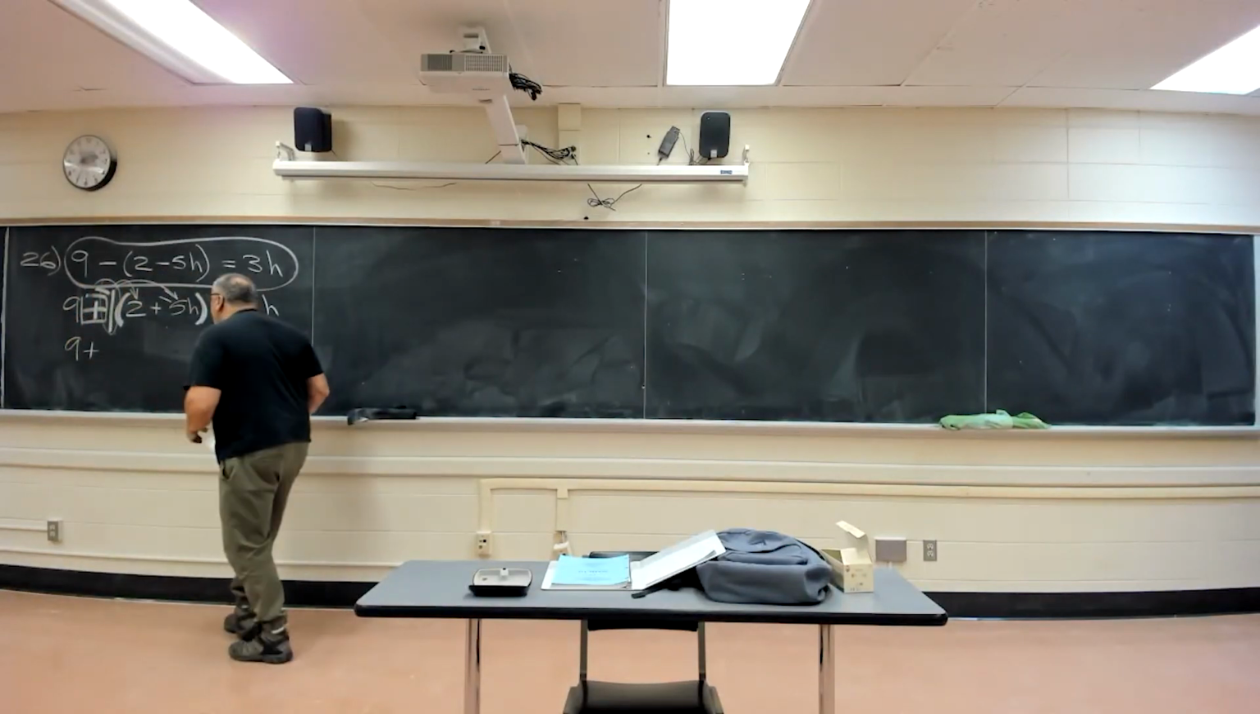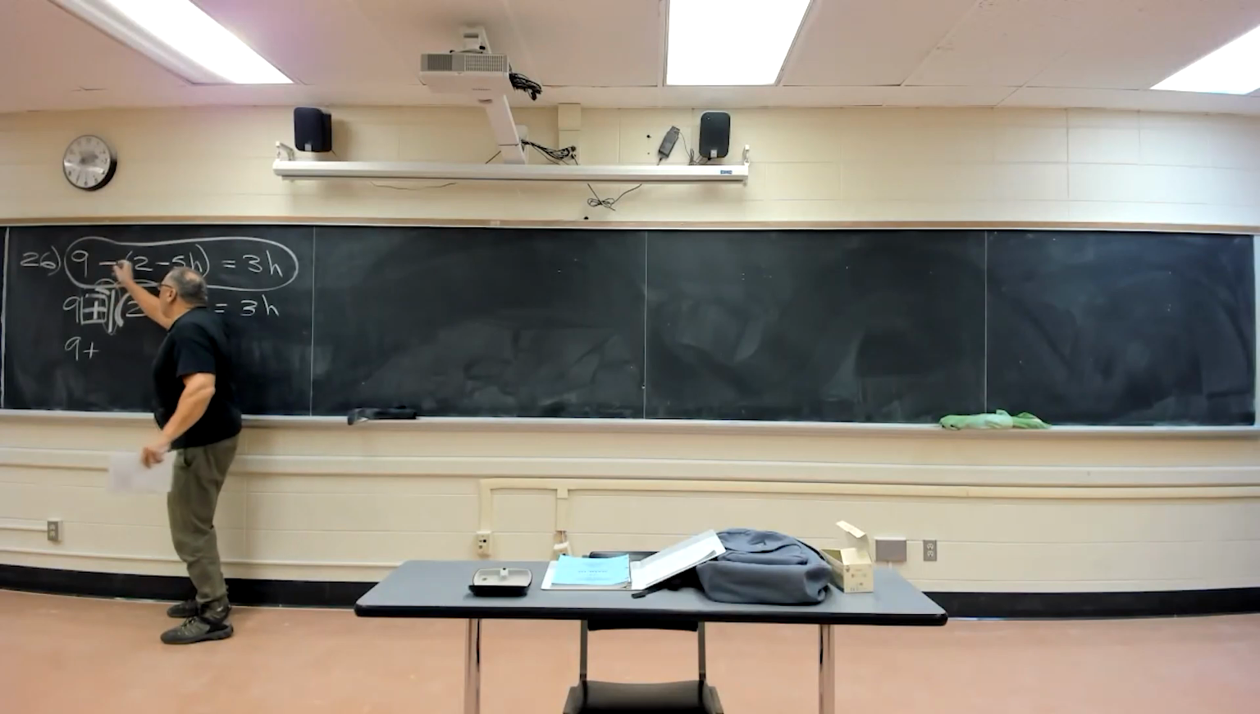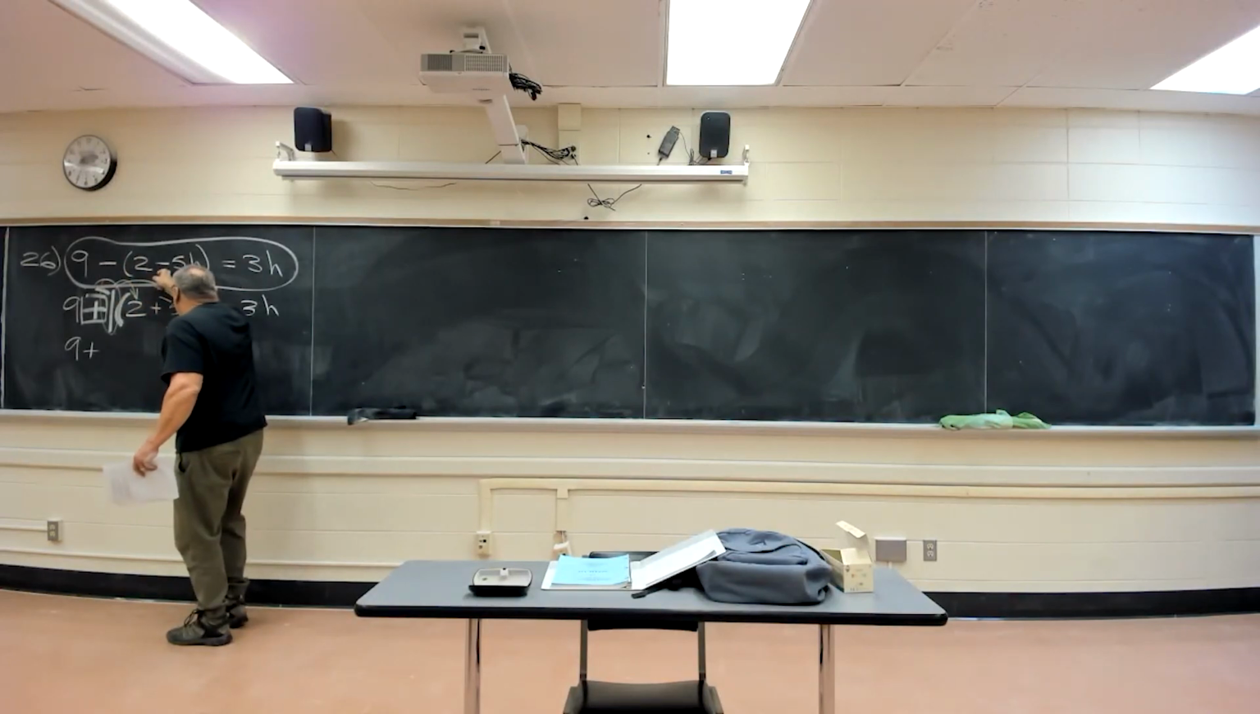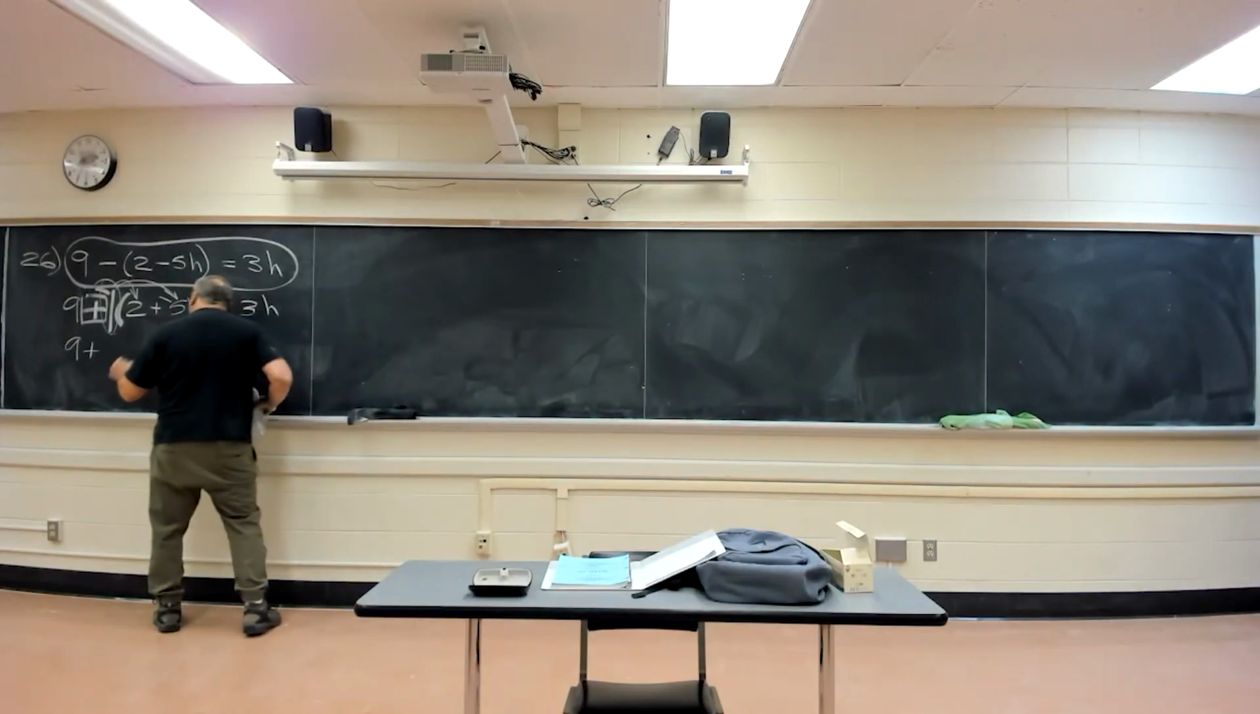If you want to do it another way, take the subtraction, and this becomes minus 2, minus a minus, distribute the subtraction. Distribute the subtraction. This is minus 2, this is minus a minus, becomes plus 5h. That works too, and it might be easier actually. But this is a little more rigorous.